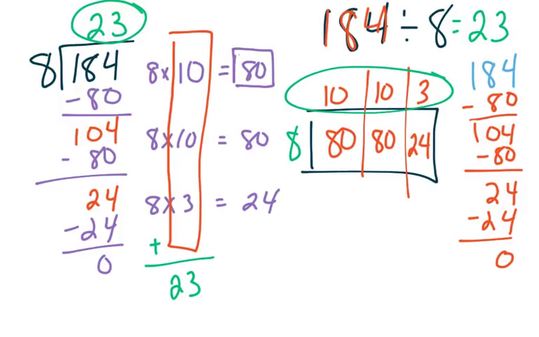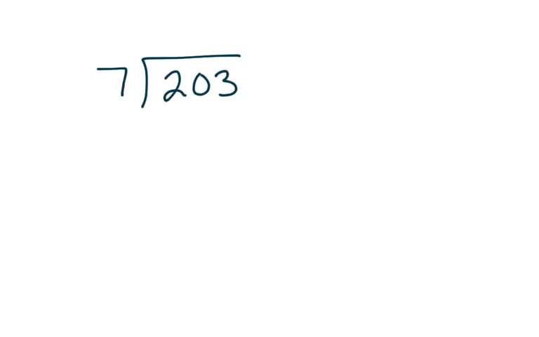This is definitely a way to go for some of you who aren't so strong with your multiplication facts, because when we're doing partial quotients or when we're using the area model for division, we don't have to be perfect with our division. It's okay if it takes us a little bit longer to get to that answer. We're still going to get there. Let's take a look at another problem.